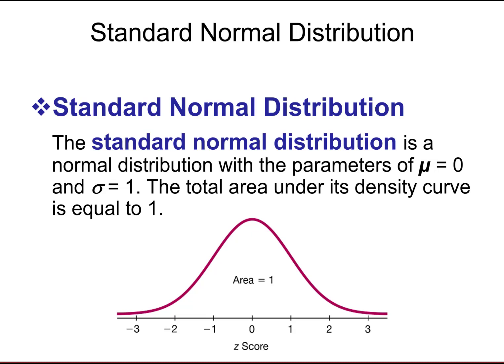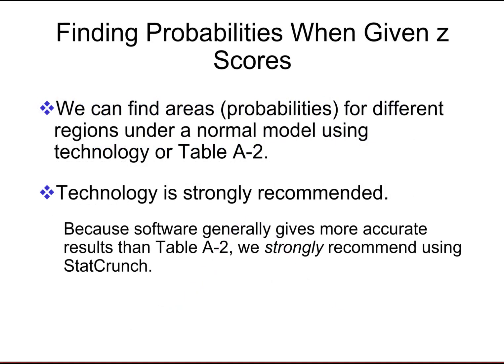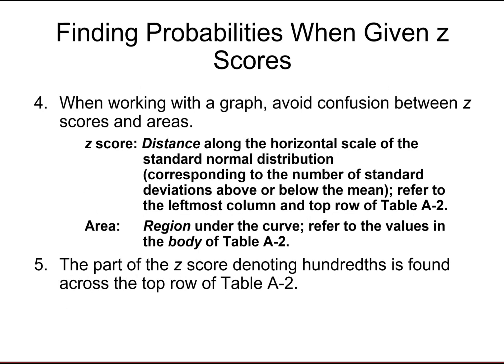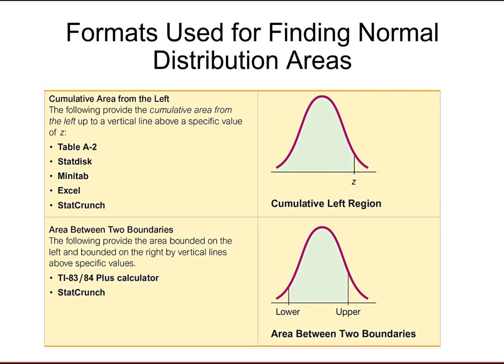Remember, 68% of the data would fall within 1 standard deviation of the mean, 95% within 2. And we can find areas using a table or technology. Now, we're going to strongly encourage you to use StatCrunch. It makes the problems much, much easier. There's some information here about the tables. I'm not going to go over that because I'm going to have you focus on using StatCrunch. And so here's just a little summary.